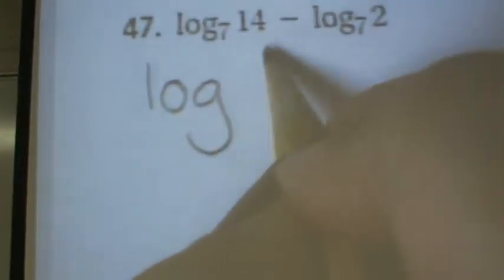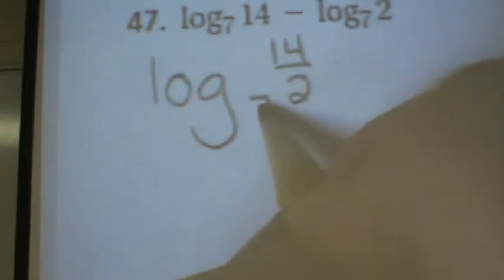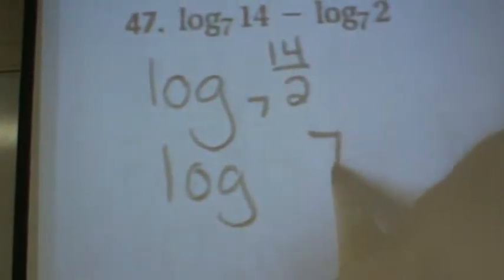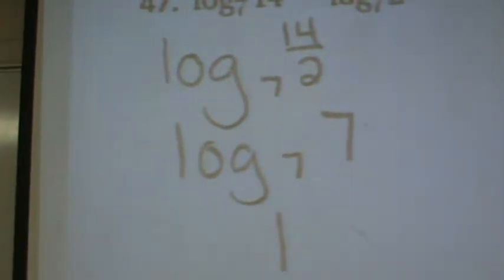Okay, 47. What do you do here? Log of 14 divided by 2, base 7. 14 divided by 2 is 7. The answer equals 1. This is easy. You guys got this.